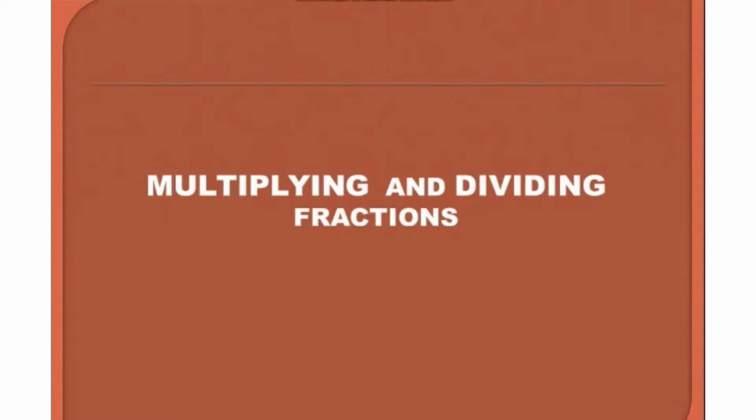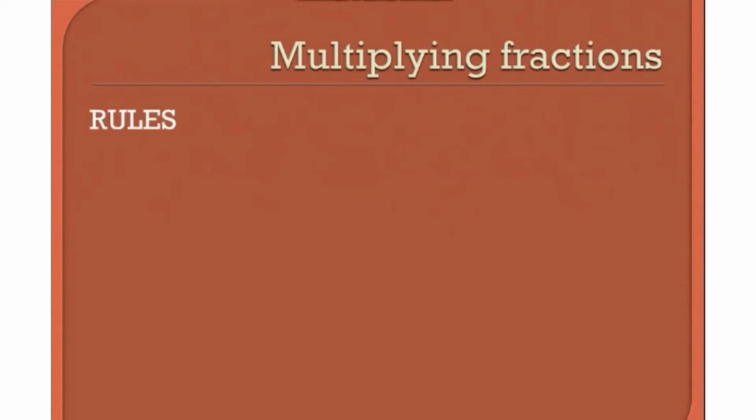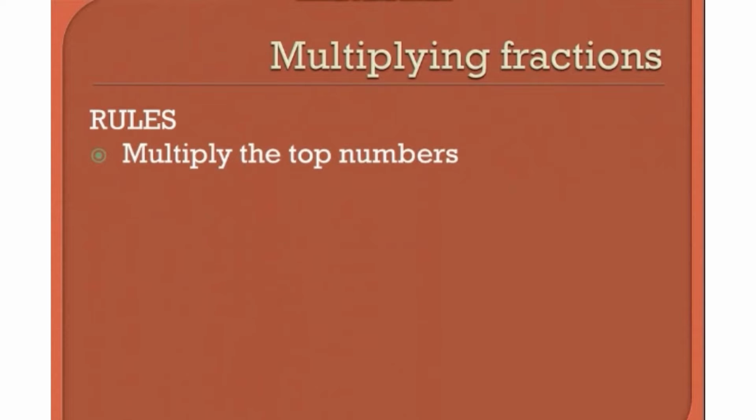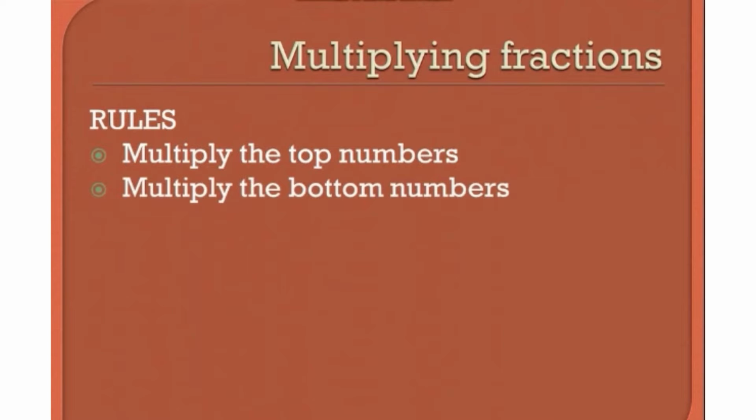Today, we'll be multiplying and dividing fractions. When multiplying fractions, there are 3 steps or 3 rules you can follow. First, multiply the numerators. Second, you multiply the denominators. And finally, you simplify the equation if possible. Let's put these 3 steps into motion.